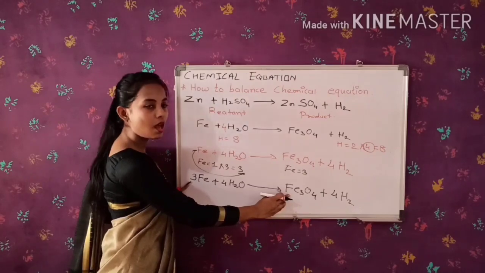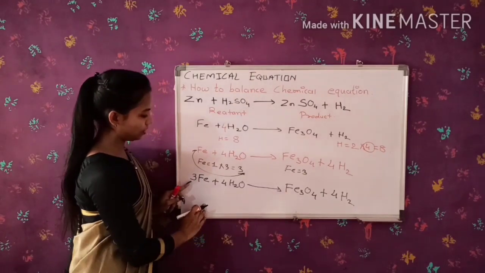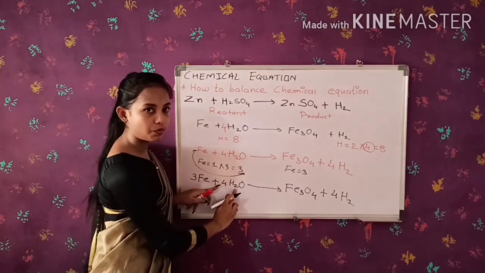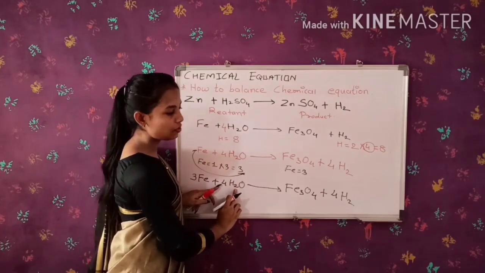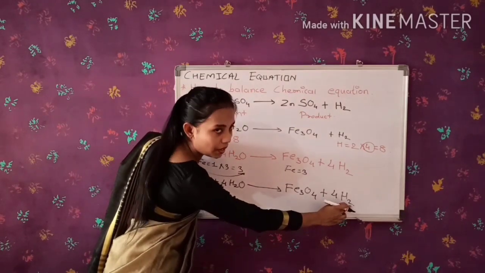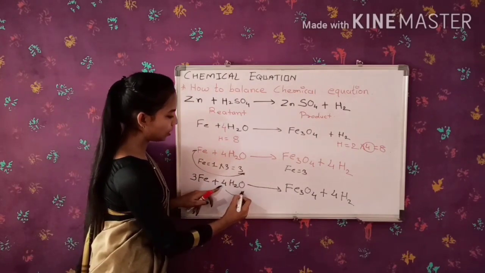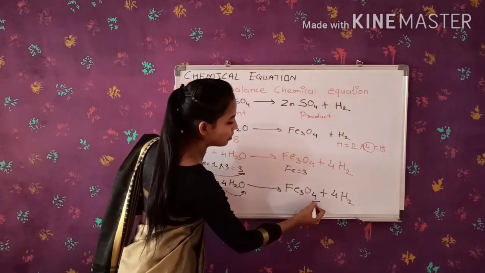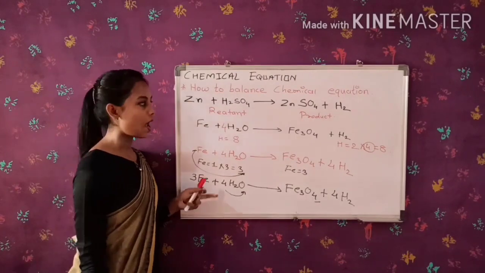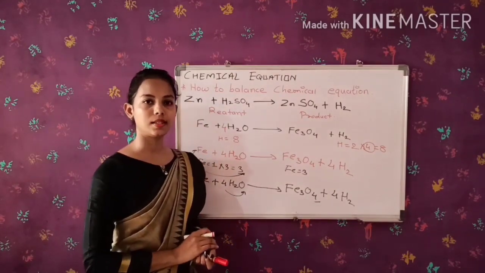So here the iron atom is balanced. Now 4 into 2, 8 H, and here also 4 into 2, 8 H, that is hydrogen. And also oxygen: here it is 4 oxygen, here it is also 4 oxygen. So hence the equation is balanced.